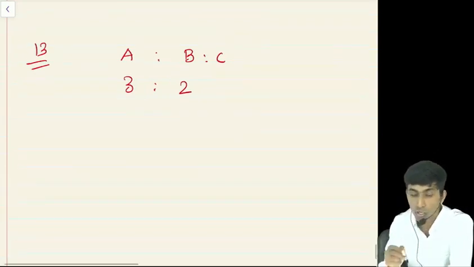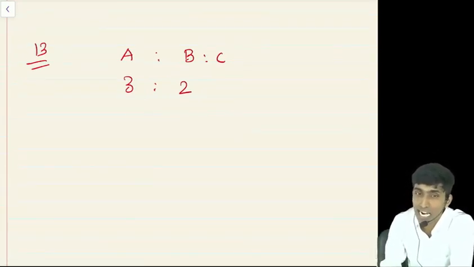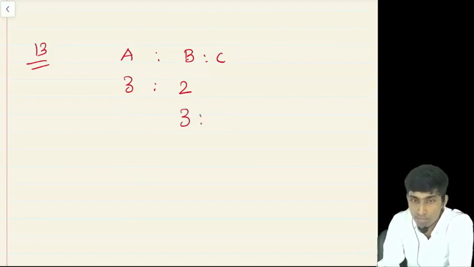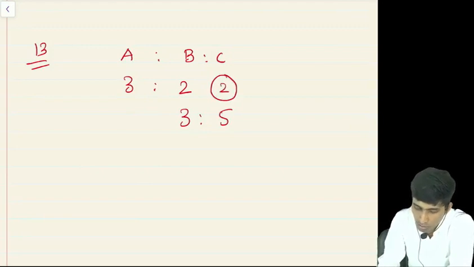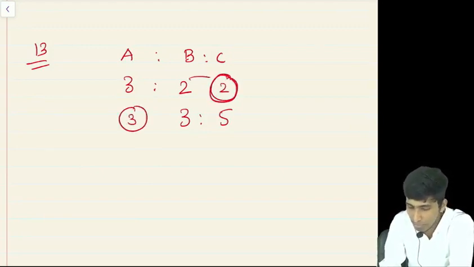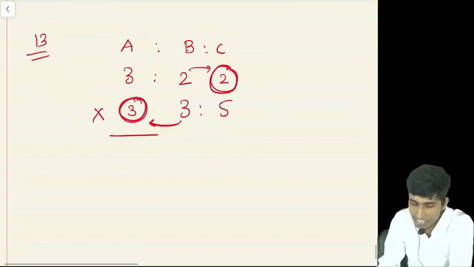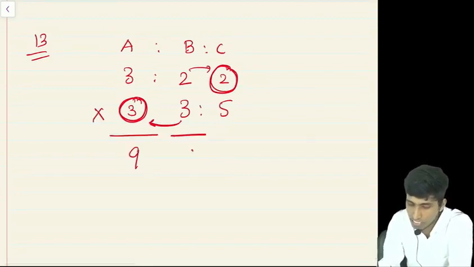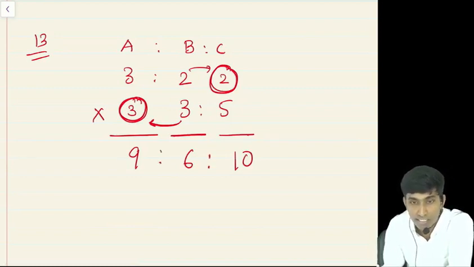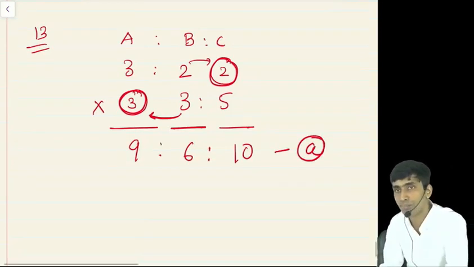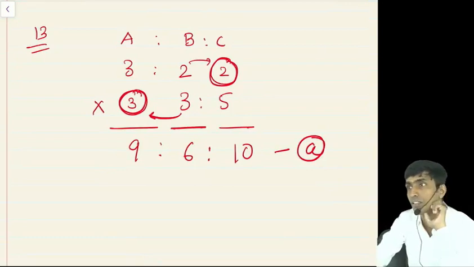Correct? So, 3 is to 2. And B is to C is how much? 3 is to 5. So, what should I write here? 3. Why I wrote here 2? Same number here. Why I wrote here 3? Same here. Correct? Now, what I will do? Multiply. 3 3s are? 3 2s are? 5 2s are? Is it there in the option? Option is what? So simple. Joint ratio.